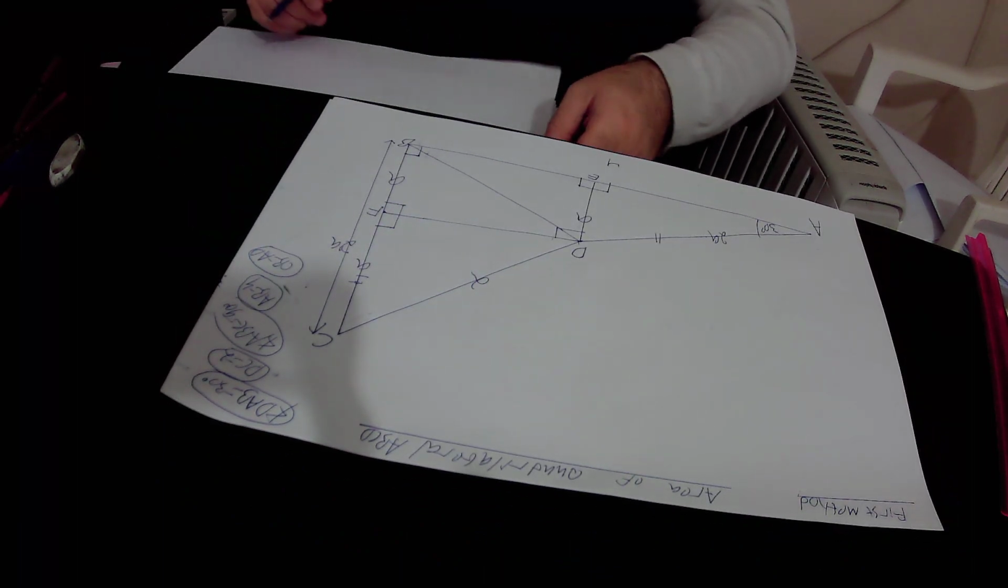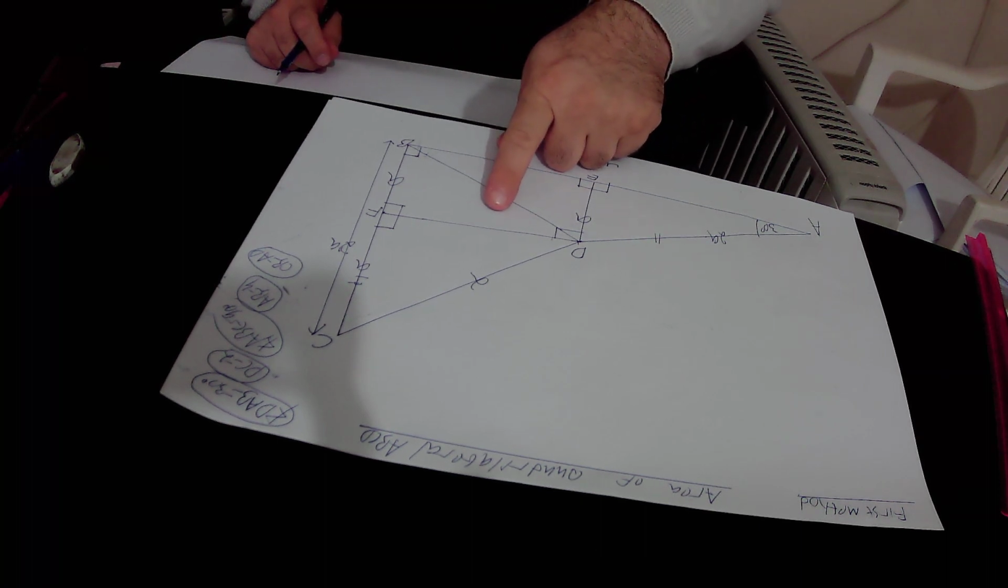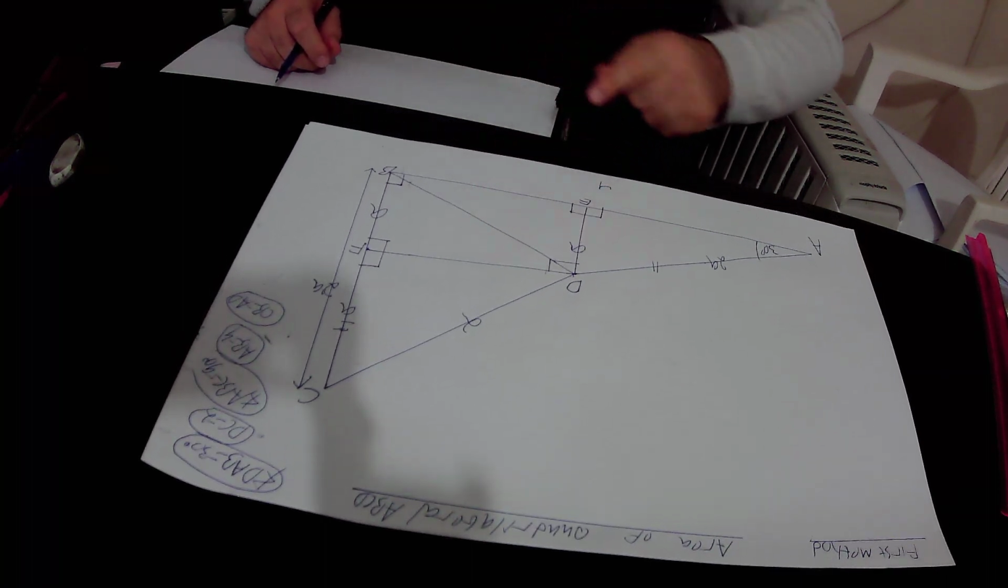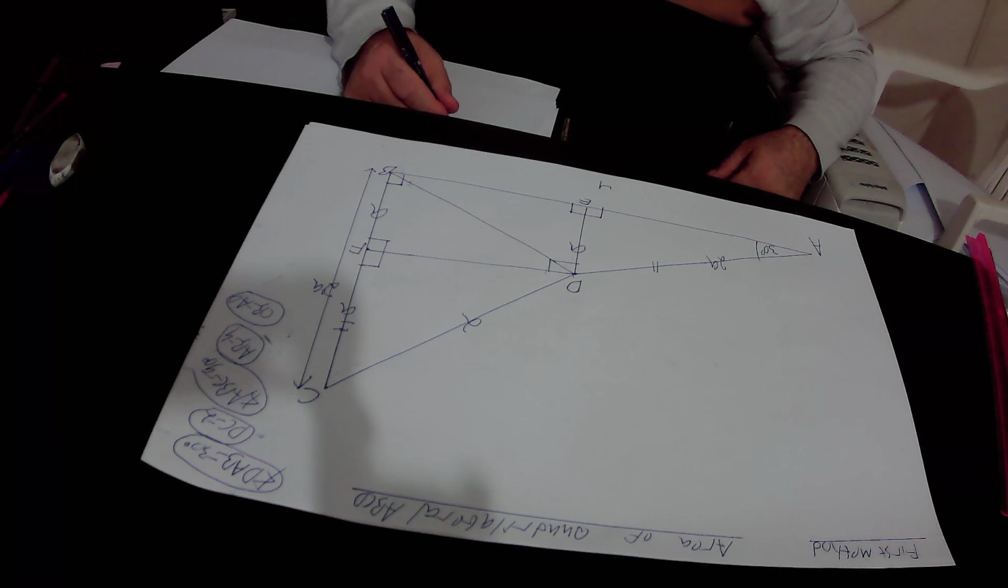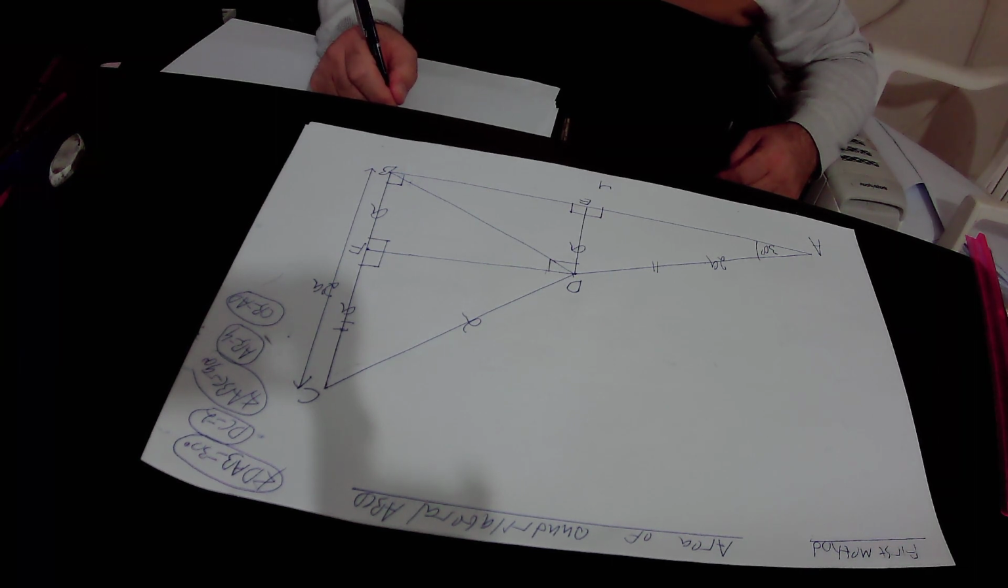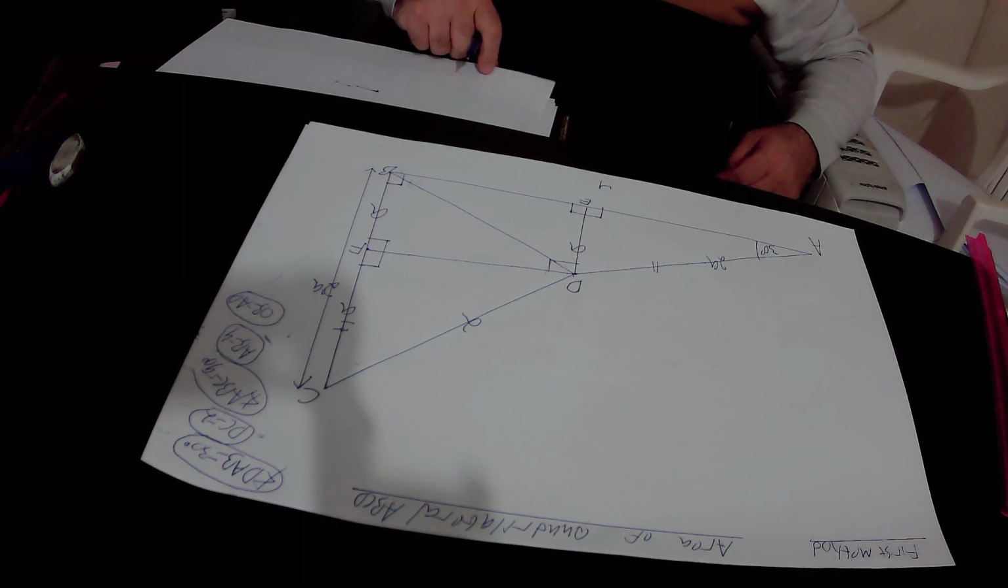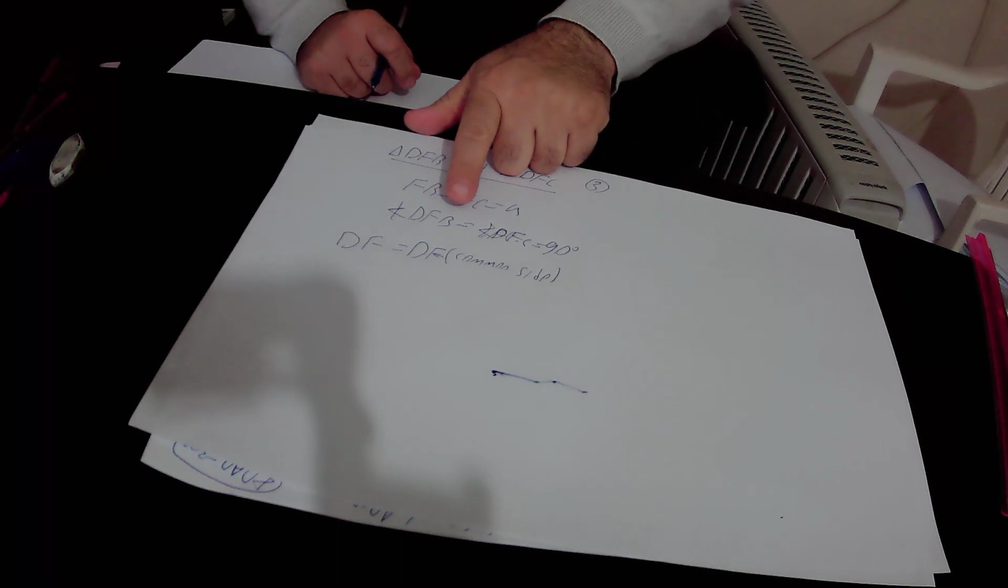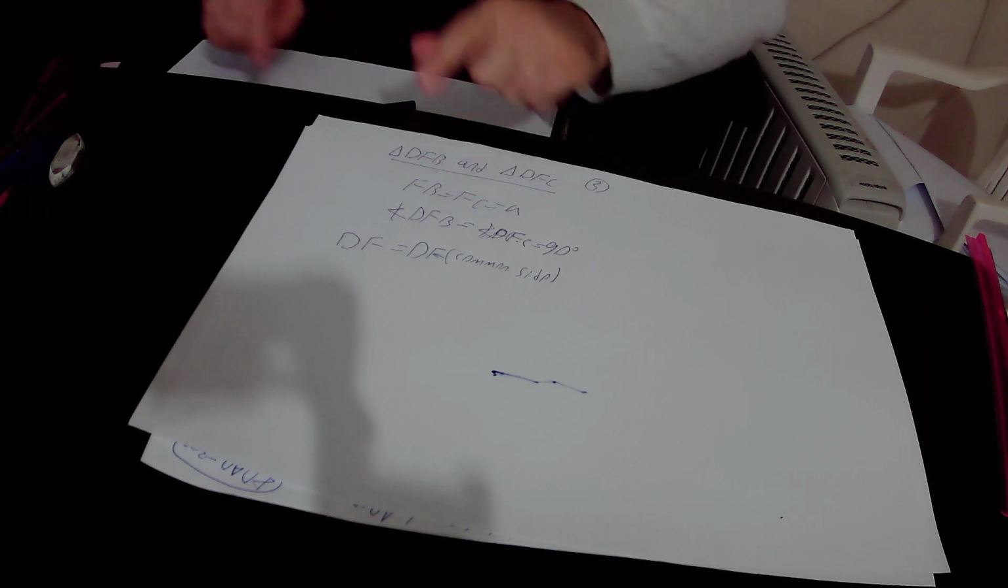And we also have a common side. DF is a common side, it belongs to both triangles, so DF equals itself. I'll repeat again, DF equals DF, a common side that belongs to both triangles.